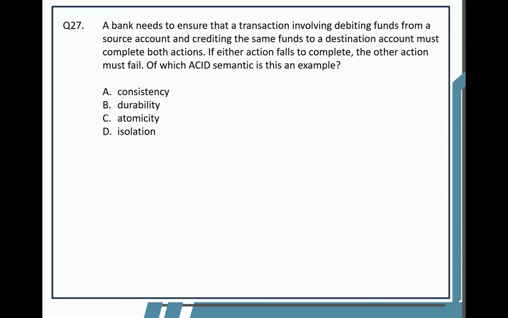Folks, in question number 27, a bank needs to ensure that a transaction involving debiting funds from a source account and crediting the same funds to a destination account must complete both actions. And if either fails, the other must also fail. So basically, both actions must succeed or fail together. And this is atomicity.